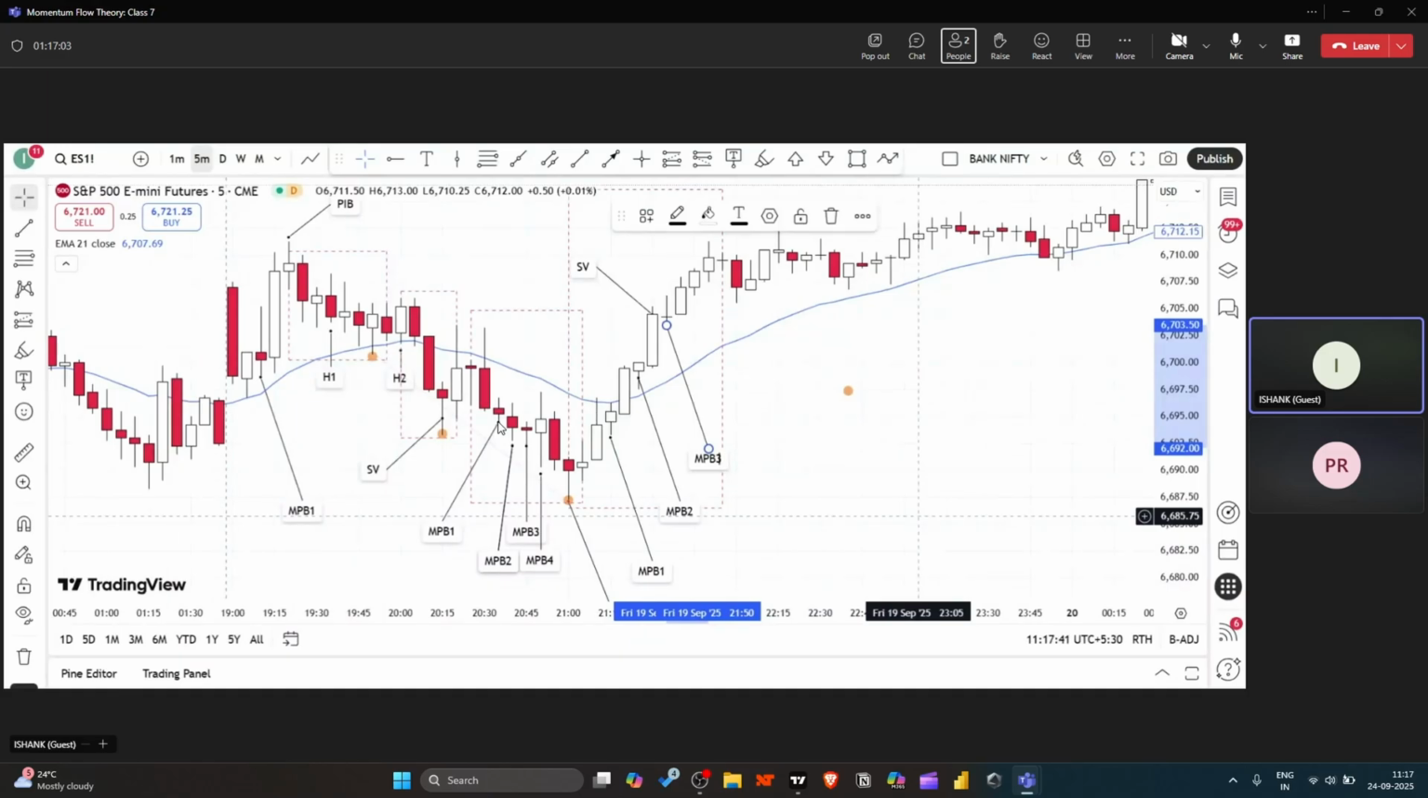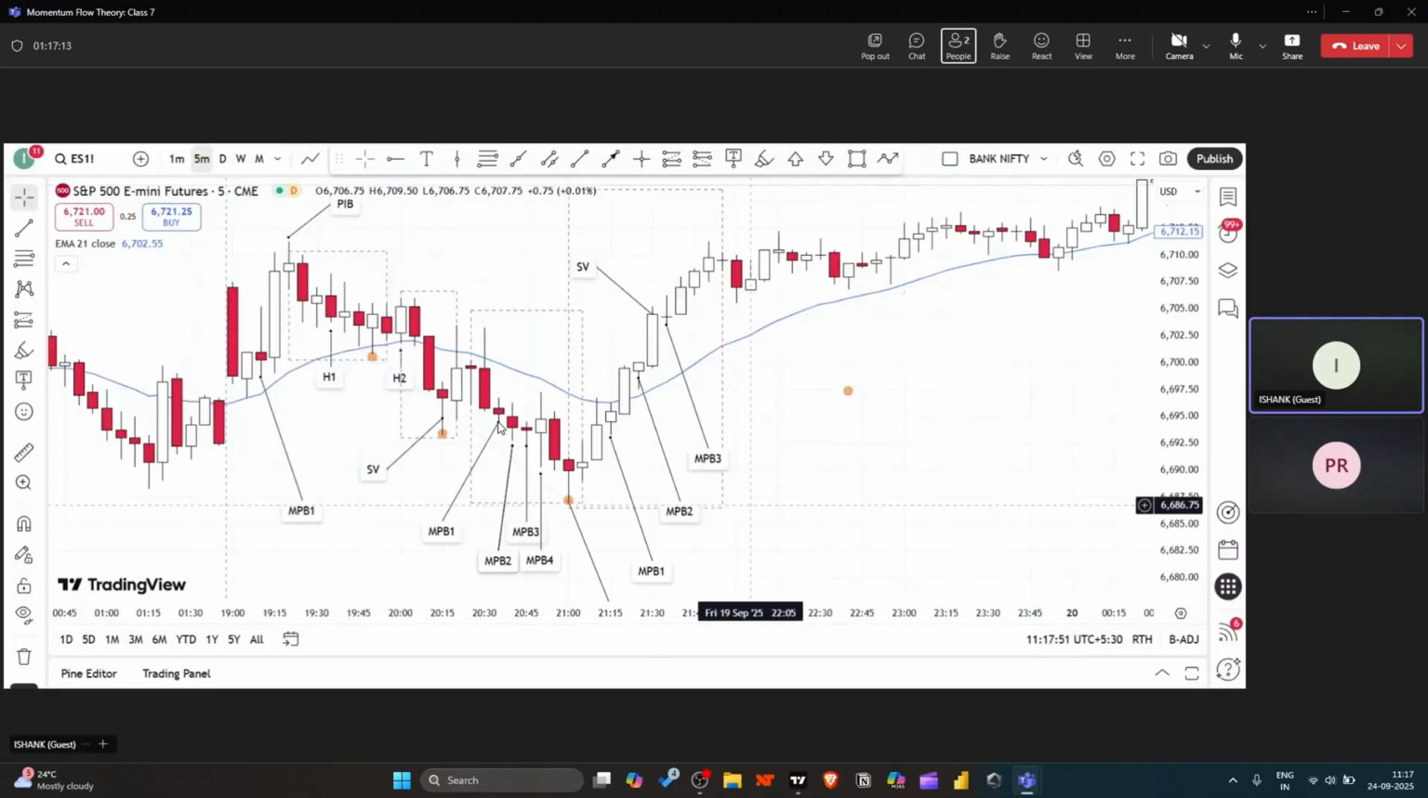It's correct. Now, before MPB1 is breakout 1, after MPB1 is breakout 2, after MPB2 is breakout 3, after MPB3 is breakout 4, right? Breakout 1, 2, 3, 4. Yeah, that is breakout 1, breakout 2, breakout 3, breakout 4.